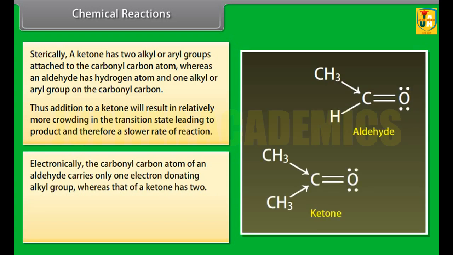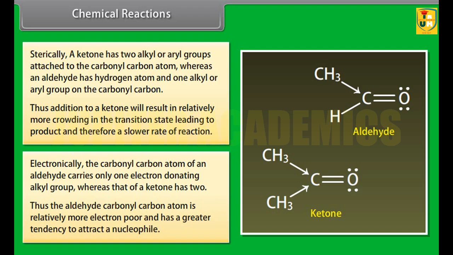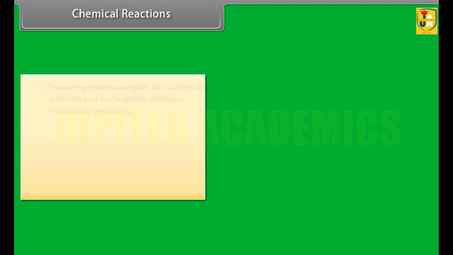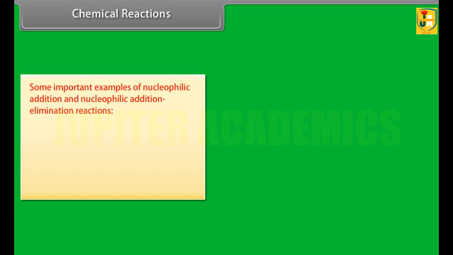Electronically, the carbonyl carbon atom of an aldehyde carries only one electron donating alkyl group, whereas that of a ketone has two. Thus, the aldehyde carbonyl carbon atom is relatively more electron poor and has a greater tendency to attract a nucleophile. Chemical reactions. Some important examples of nucleophilic addition and nucleophilic addition elimination reactions.